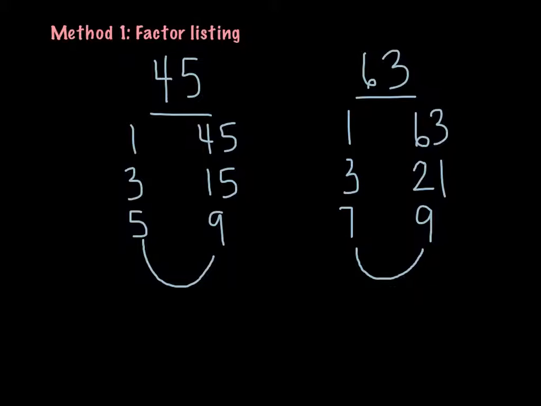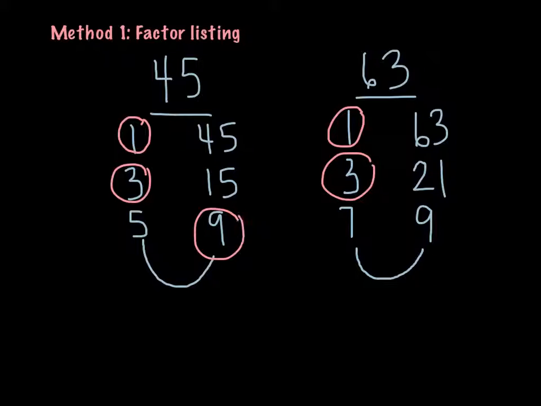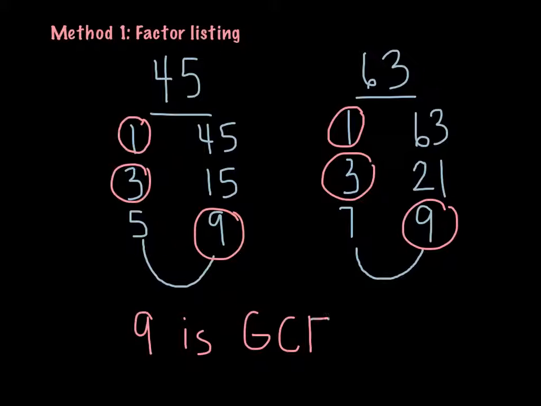So we have a 1 on both lists, we have a 3 on both lists, and we have a 9 on both lists. And since 9 is the largest number, then we would say that 9 is the greatest common factor of 45 and 63.